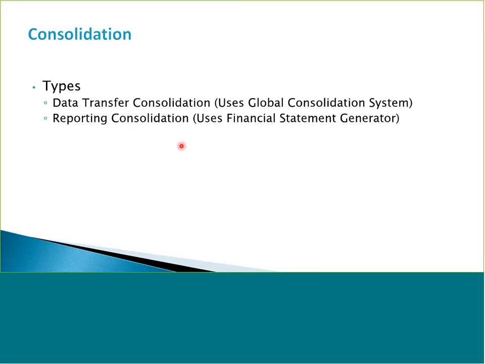There are two types of consolidation. One is data transfer consolidation, and the other one is reporting consolidation. Data transfer consolidation uses a tool that's called the Global Consolidation System. Reporting consolidation, on the other hand, uses the FSG tool, or the Financial Statement Generator.